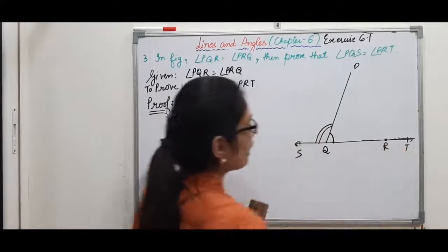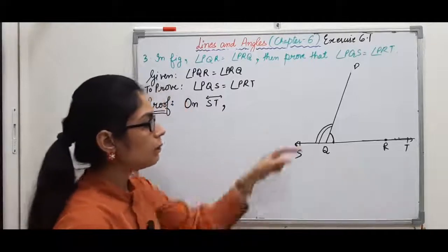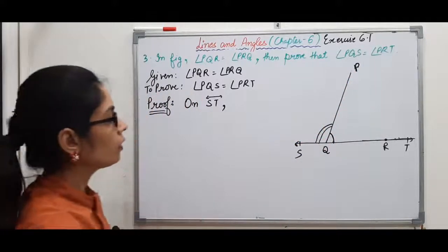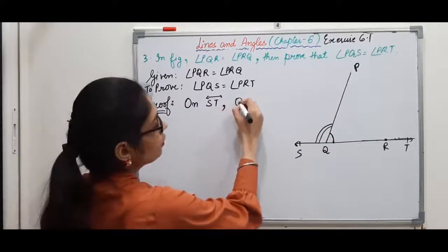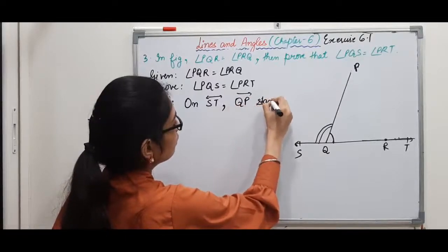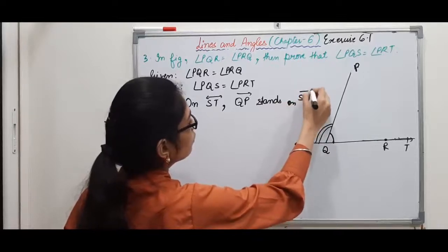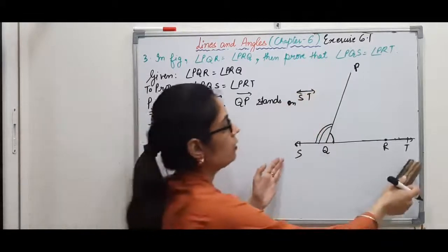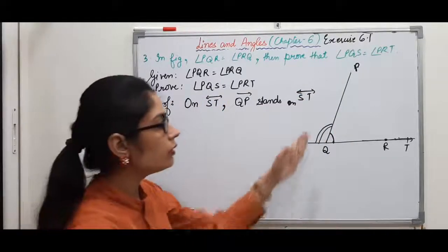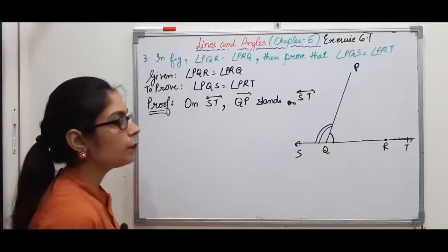Here one point R is there. On line ST you can see one ray QP. QP stands on ST. This is what is given: this is a line and this ray stands on this line. If any ray stands on a line, then the sum of the adjacent angles is equal to 180 degrees as per the linear pair axiom.